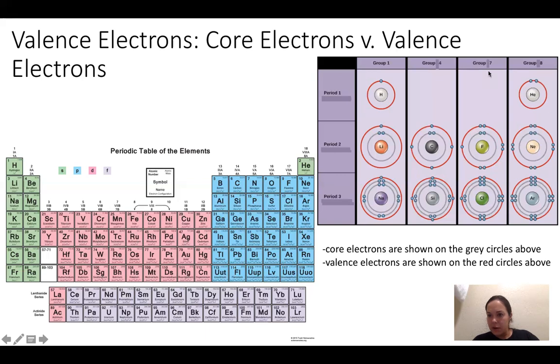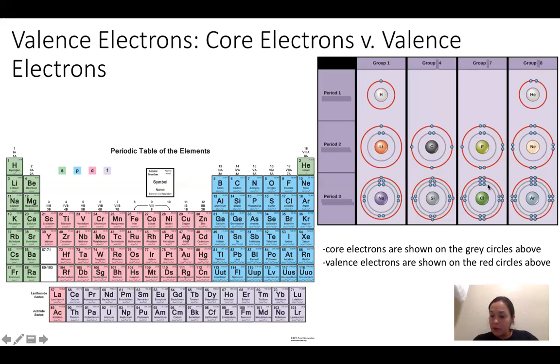So like here, this is group 7 showing you fluorine. So fluorine has 9 protons, okay? So in a neutral atom of fluorine, there should be 9 protons in the nucleus, 9 electrons surrounding it. But 2 of those electrons are in the first shell. The other 7 are in the outer valence shell, and those are 7 valence electrons, okay?